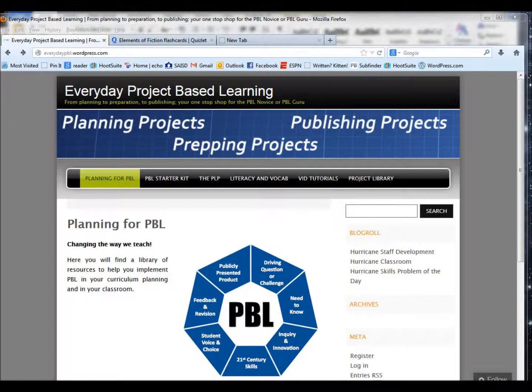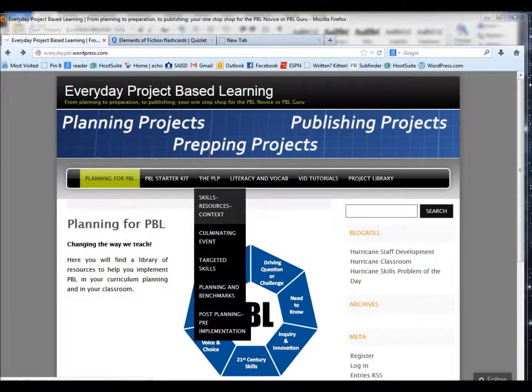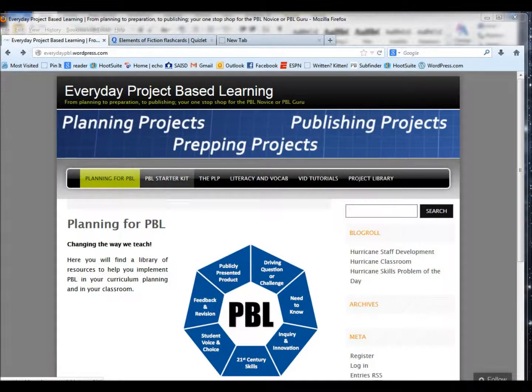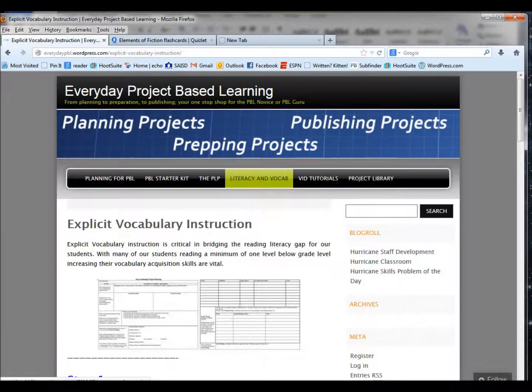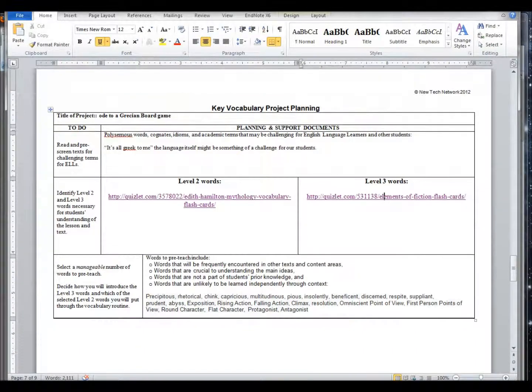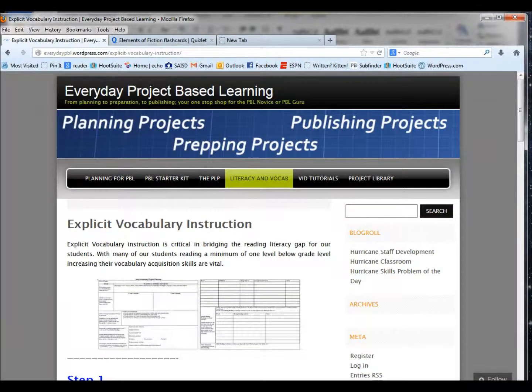We've finished the core of our PLP and now we're going to tackle the last bit of it, which is that explicit vocabulary instruction. While not necessarily part of the core PLP, the explicit vocabulary instruction is significant in closing the achievement gap and helping our students be successful. So let's go ahead and check out the explicit vocabulary instruction right there, and then make sure we have our PLP up. Okay.